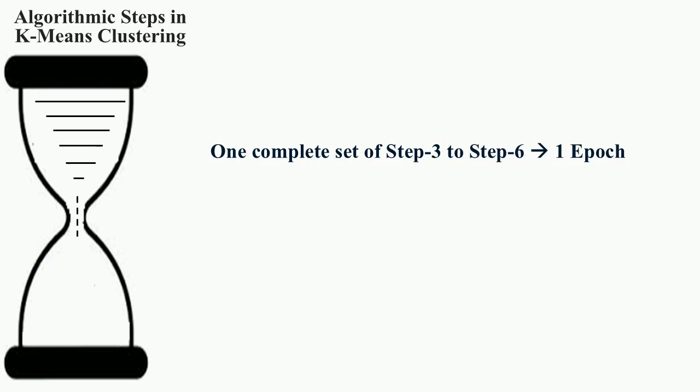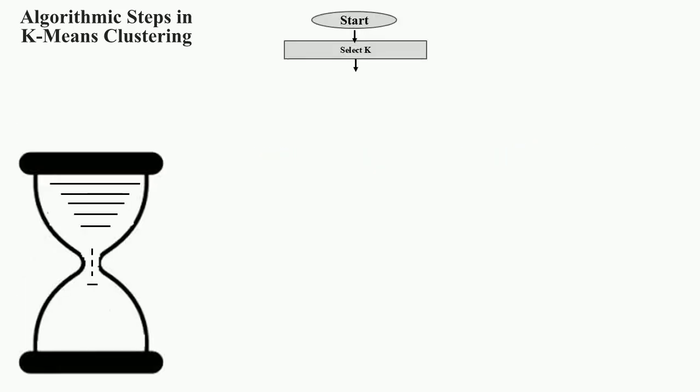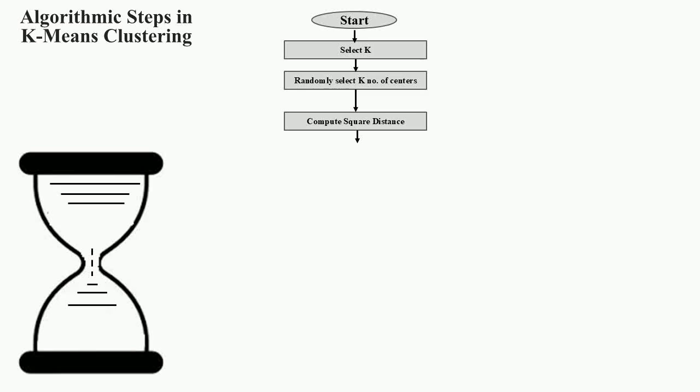It can all be summarized as here. Step 1 is to take the value of k as 3 in the presented example. Step 2, randomly select k number of initial cluster centers: (2, 1), (5, 2), and (7, 8) are here. In step 3, compute the square distance of each data point with the cluster centers. Step 4, assign each data point to the respective cluster number based on minimum square distance.